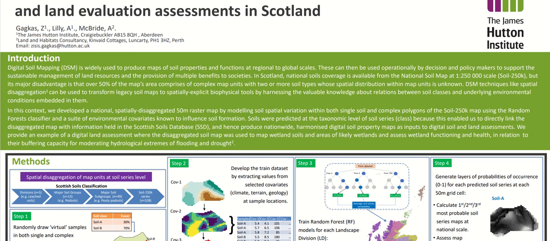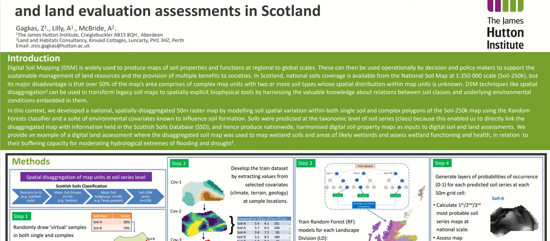National soils coverage in Scotland is available from the National Soil Map at 1 to 250,000 scale, but the major disadvantage of this map is that it is not spatially explicit, in the sense that over 50% of the map's area comprises complex map units with two or more soil types whose spatial distribution within map units is unknown.